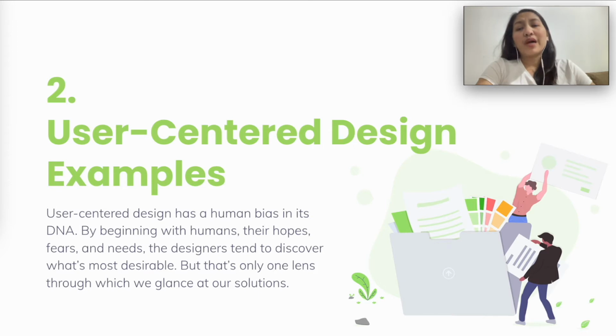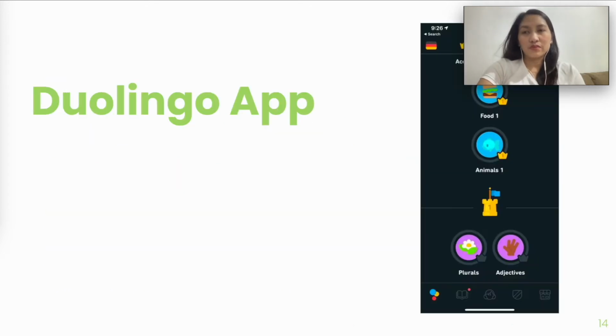UCD has a human bias in its DNA. By beginning with humans, their hopes, fears, and needs, the designers tend to discover what's most desirable, but that's only one lens through which we glance at our solutions.